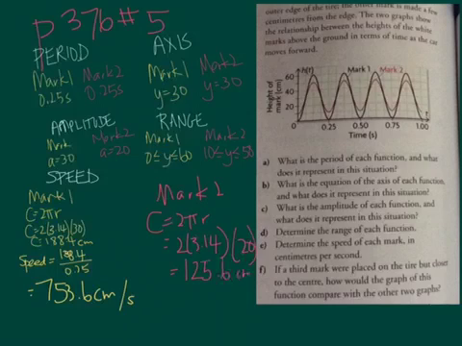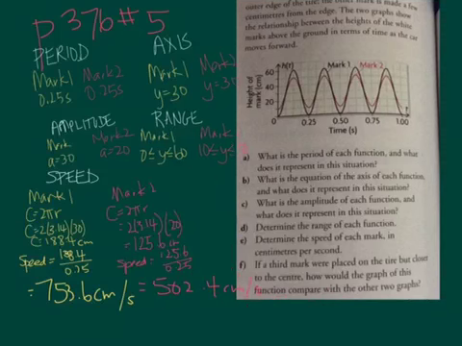To find the speed then, we'll use that number and divide by how long it takes to make a complete revolution. So because it has the same period, we're going to divide again by 0.25. Giving us an answer of 502.4 centimeters per second for the second mark. I'll leave the last part for you. Good luck.